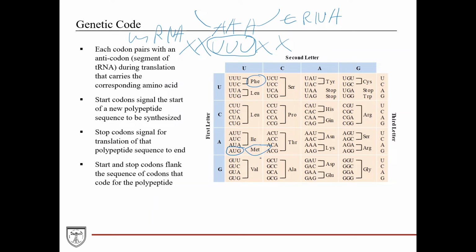Now there's only one start codon, but there's actually 3 stop codons, UAA, UAG, and then UGA. And these 3 signal to end translation. So you've reached the end of that polypeptide sequence, and then translation is over for that particular sequence. And as we say here, start and stop codons flank the sequence of codons that code for a polypeptide. So you have your start codon, and then you're going to have C1, C2, meaning codon, and then eventually you'll have a stop codon. And now we'll go through an example on the next slide.